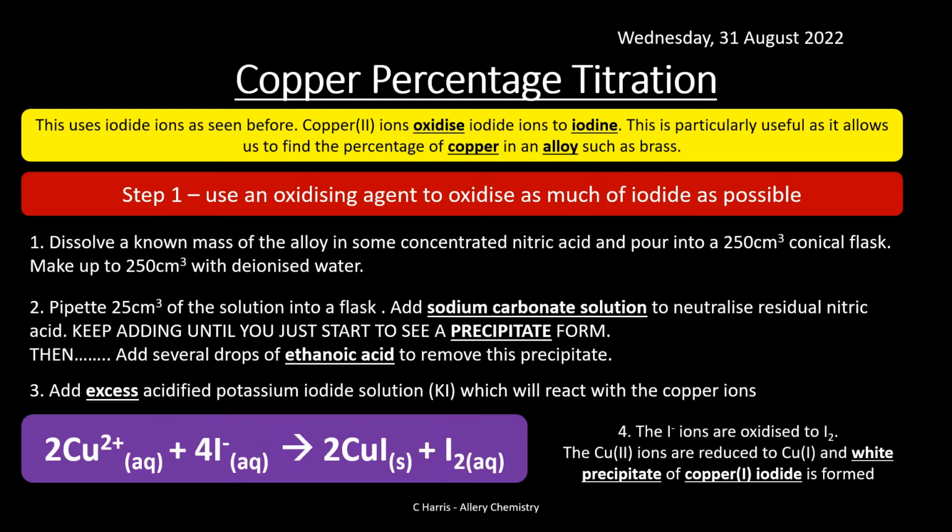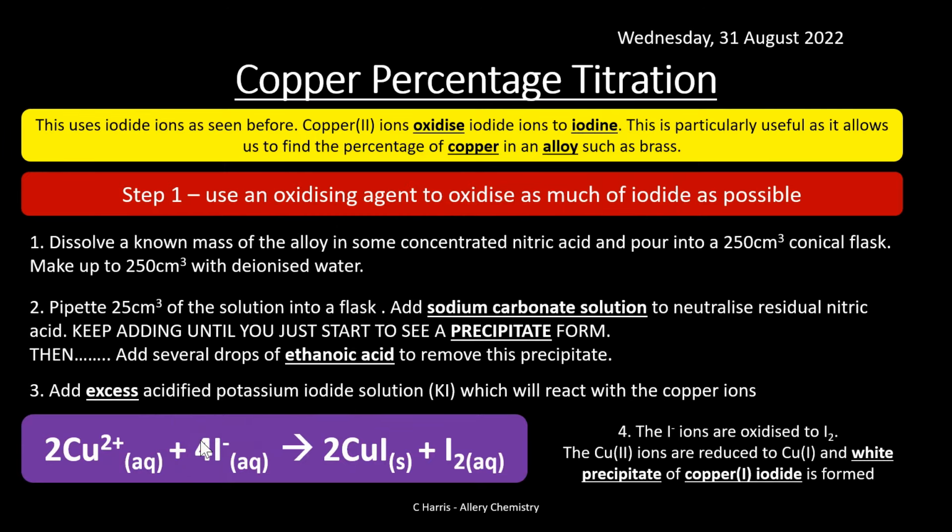And here's the reaction. You've got your copper 2+ ions, which were extracted from the brass, as you can see from here. React it with your KI, potassium iodide, which provides your iodide, and you form copper iodide and iodine. The I- ions are oxidized to iodine, and your copper 2+ is reduced to copper 1+, and we get this white precipitate of copper iodide that's formed. So that's the first step. We're using an oxidizing agent to oxidize as much of the iodide as possible, so we get rid of as much of that as we can.